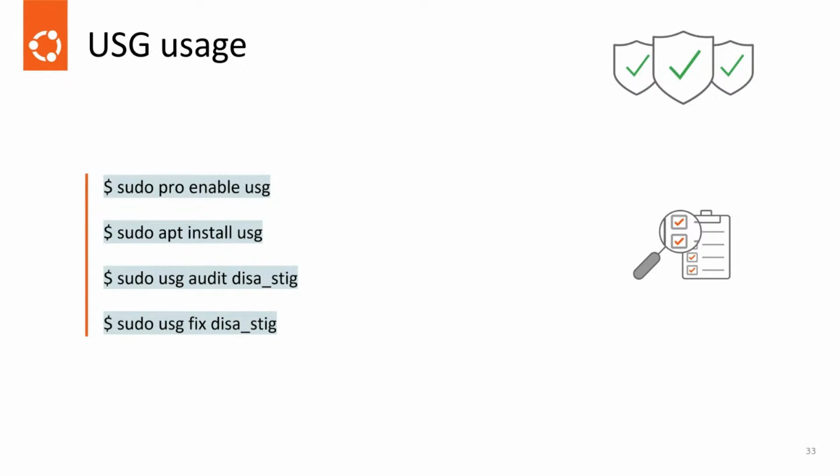These are the commands that you would want to use if you want to enable USG as part of Ubuntu Pro, first of all, and then install it and then audit your system for DISA-STIG compliance or CIS.